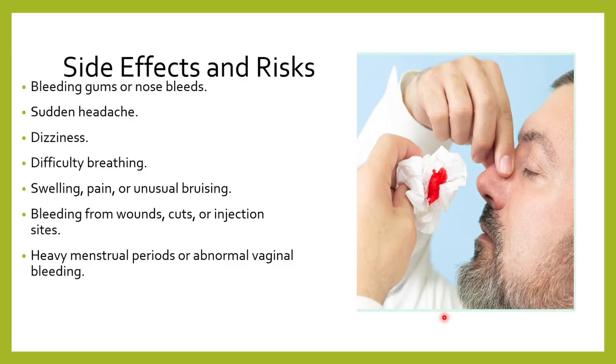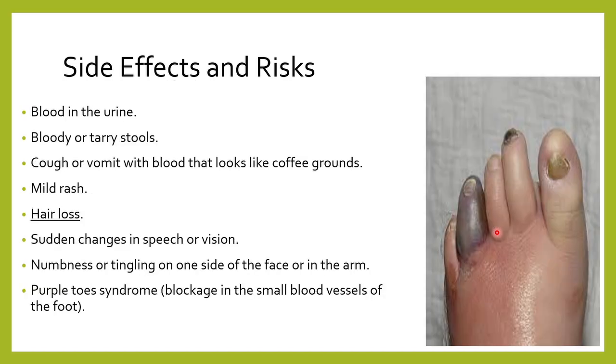Side effects of this warfarin: patients can have bleeding gums, bleeding nose, headache, severe headache. If he has an intracranial bleed, he might have dizziness, difficulty breathing, unusual bruising, and bleeding from cut wounds or injection sites. Sometimes females complain about heavy menstrual periods because of this warfarin. Sometimes there might be blood in the urine if there is a genitourinary bleed. If there is a gastrointestinal bleed, the patient can have black, tarry stools. He might have coffee ground vomiting, or there can be a mild rash because of allergy.